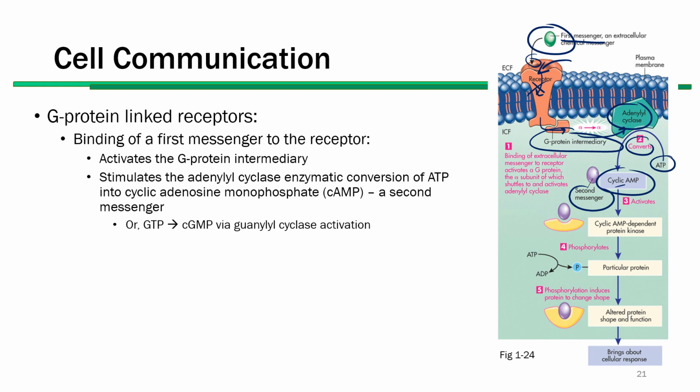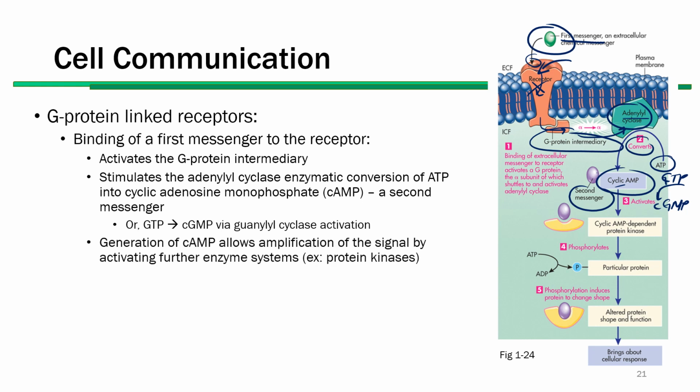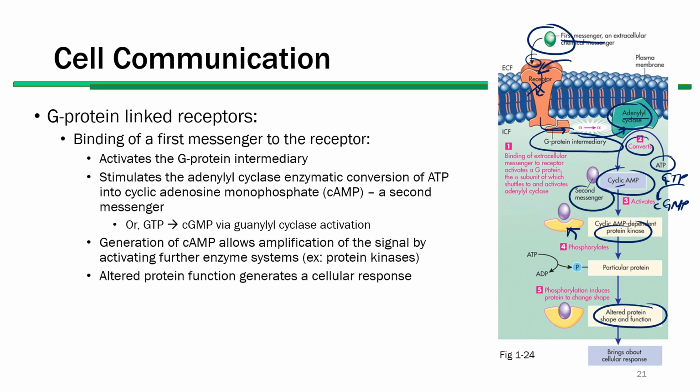In addition to the ATP, we could also do this with GTP and convert GTP into cyclic GMP. In that case, it wouldn't be adenylyl cyclase, it would be guanylyl cyclase, but it's going to be the same effect. Then, once we get the second messenger, whether it's cyclic AMP or cyclic GMP, it's going to amplify the signal by binding with these protein kinases, and that's going to change their shape. And then when we change their shape, they're going to have an altered function. So that altered protein function generates then a cellular response.